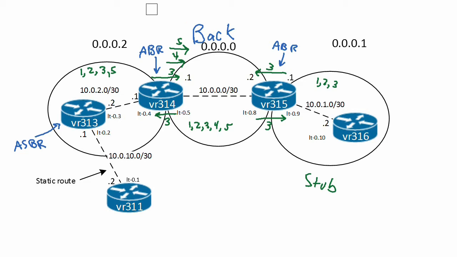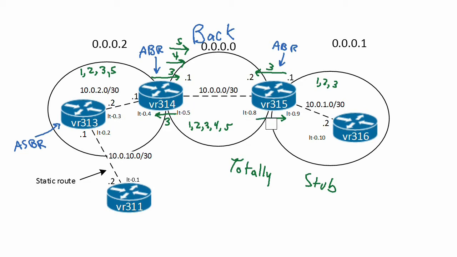So we immediately start seeing some reduction in what's happening from this standpoint. And that's nice, right? We get to see those go away, and we have some efficiencies there. But if we want it to be even more efficient, we would then turn this into what's called a totally stubby area, right?